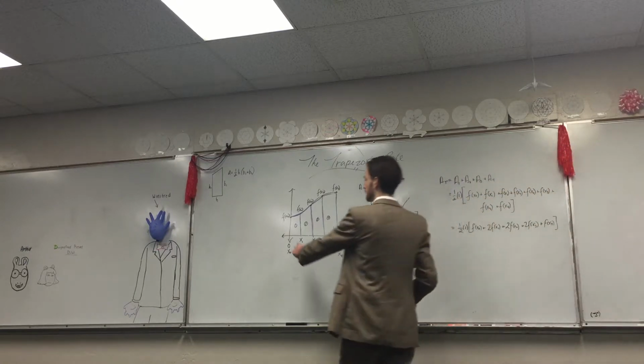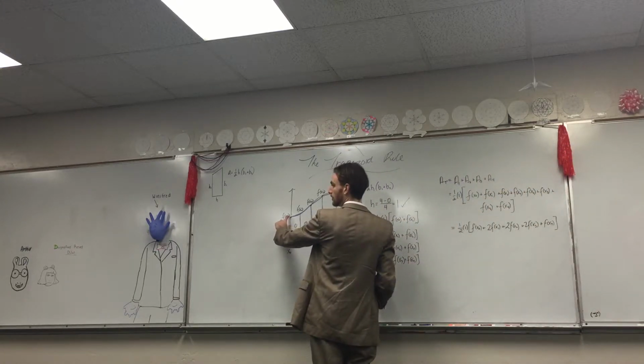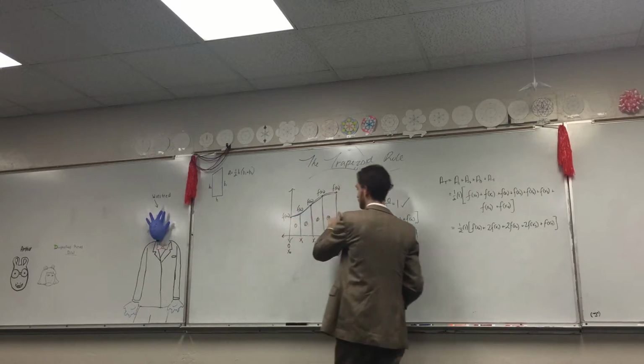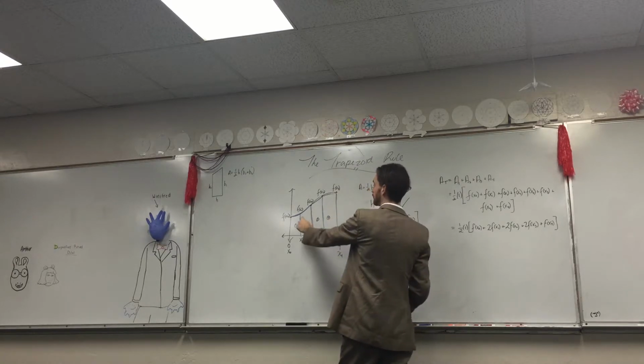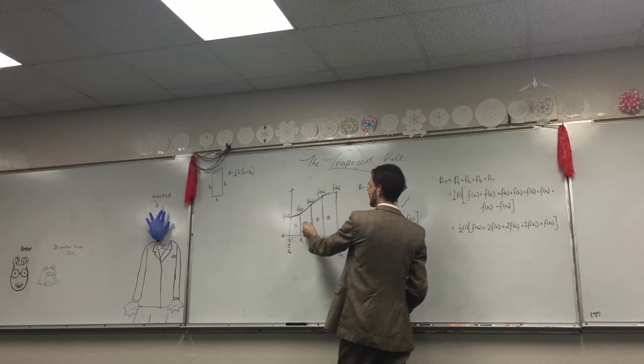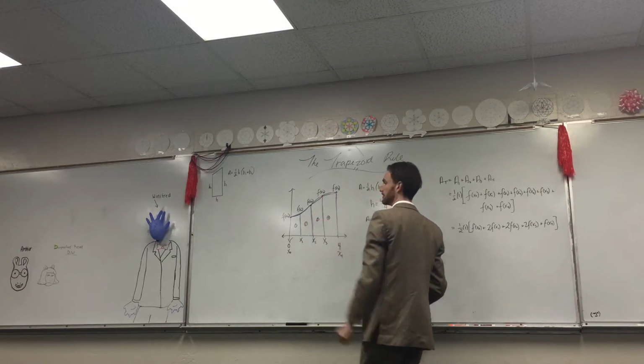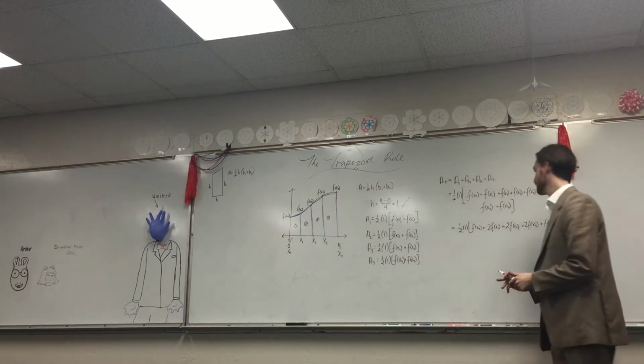Yes, because you don't have two of f of x0 and f of x4. Right. Because this one only shows up for this trapezoid, and this one shows up only for this trapezoid. But all the rest, this one shows up for this one and this one, and this shows up for this one and that one. So that's why I'm adding 2. All right.